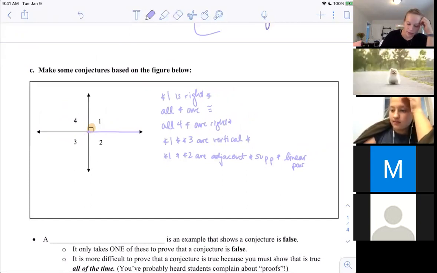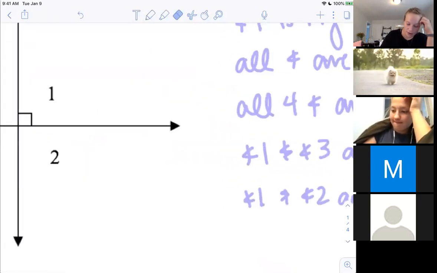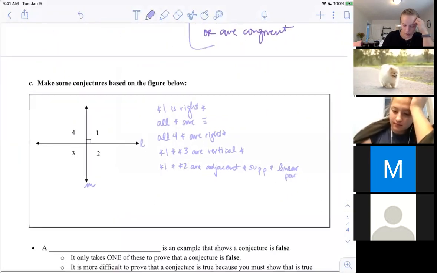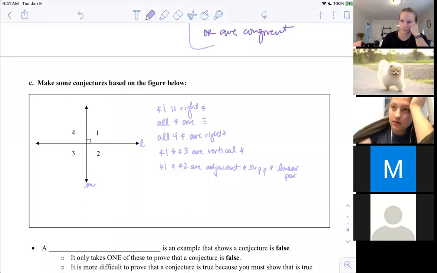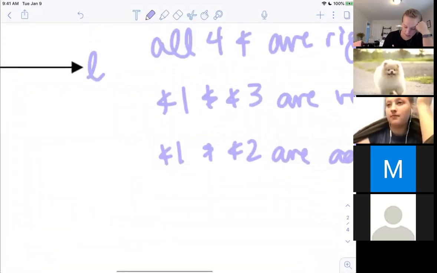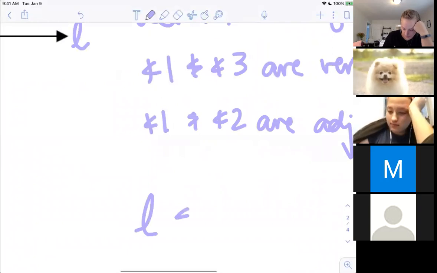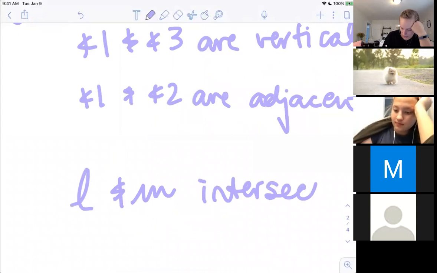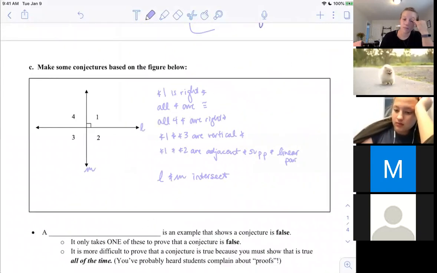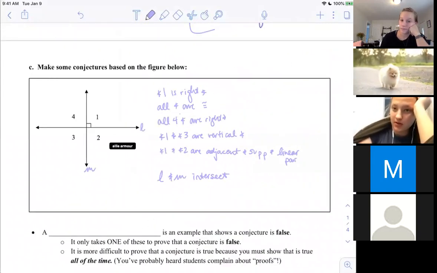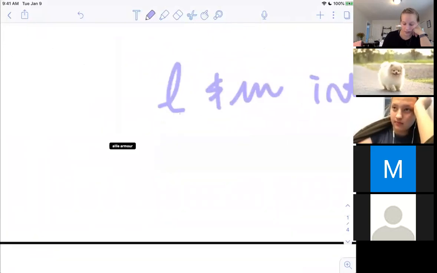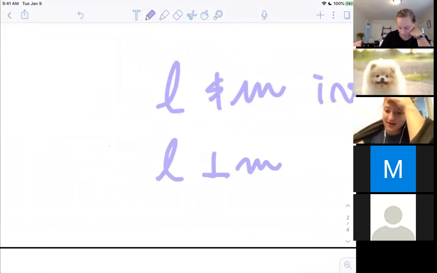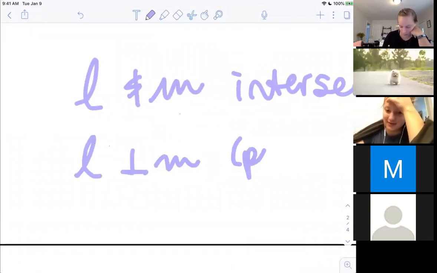Before we move on, though, I want to think about the lines. So we've been focusing on the angles. What if I named the lines L and M? What do we know about the lines? They intersect. And do they intersect in a special way? They're perpendicular. And how do you know that? Because 1 is measured and it is a right angle.